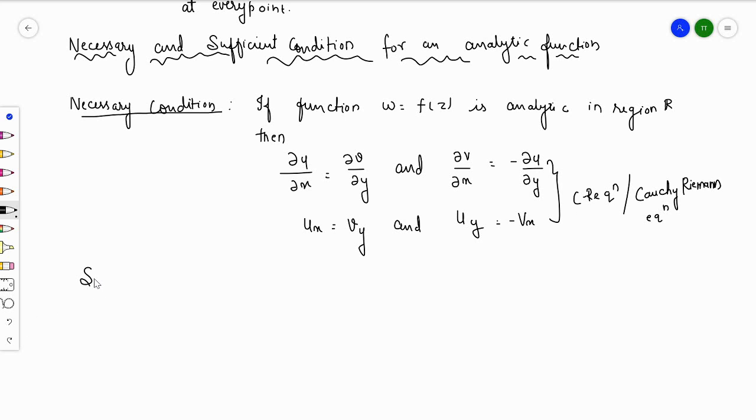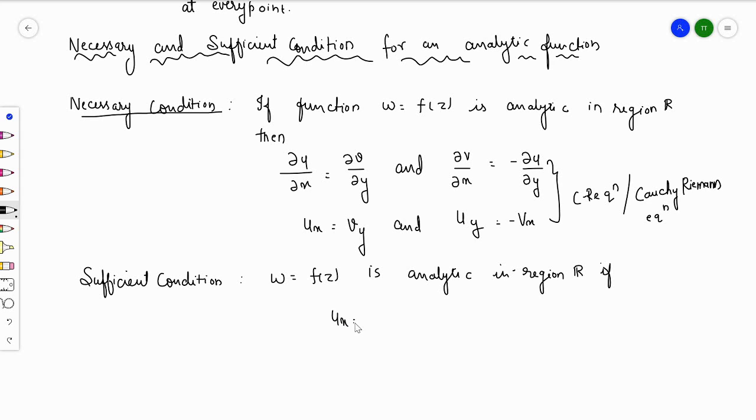And the next is sufficient condition. Sufficient condition means a complex function w is equal to function of z is analytic in region R if ux is equal to vy, uy is equal to minus of vx, this is the first condition, and the second condition is that ux, uy, vx and vy are continuous.